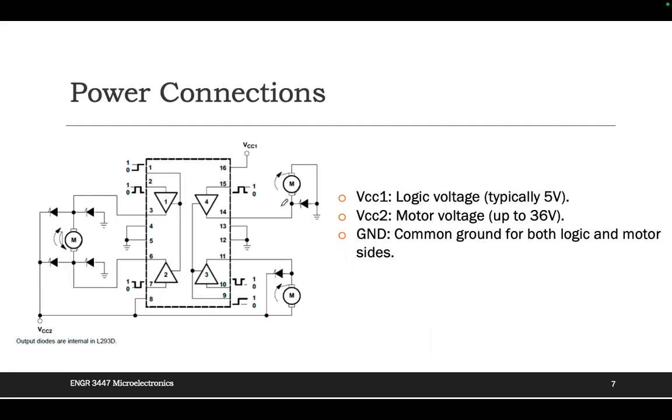Okay, and then this is the power connection. Like I said, VCC1 is the logic voltage, typically 5 volts. It gives this chip power. VCC2 is the motor voltage. It can go up to 36 volts, but for today's lab you just connect it to 6 or 9 volts. That will be enough. Ground is a common ground for both the logic and the motor sides and all those circuits. You need to share the same ground. About the power connection, any other question?